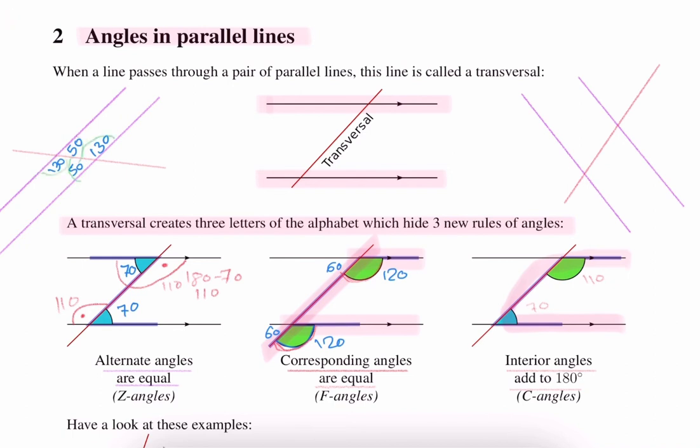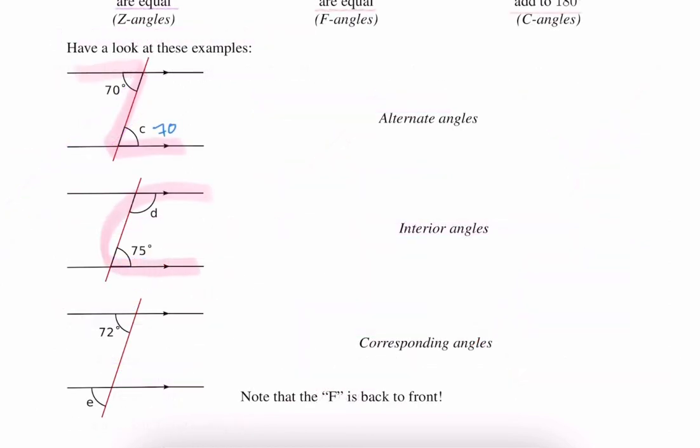So let's take another example here. If this angle is 60, then the co-interior angle which lies between the two parallel lines on the same side is going to be 120. I can recognize a C letter here, which means that angle D plus 75 add up to 180, which means D equals 180 minus 75, which is 105 degrees.